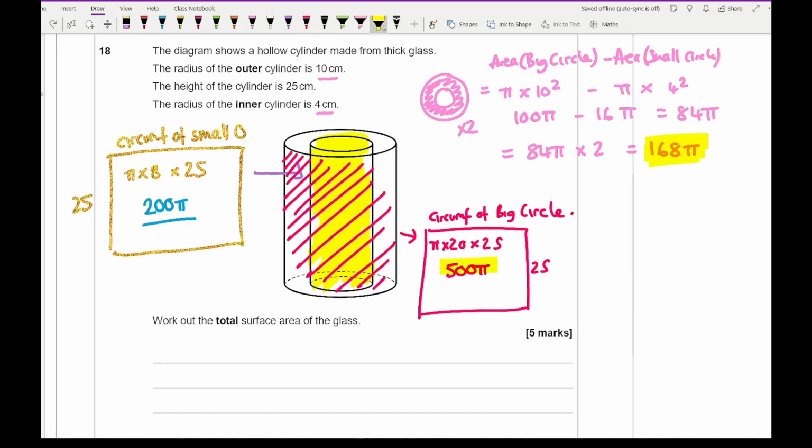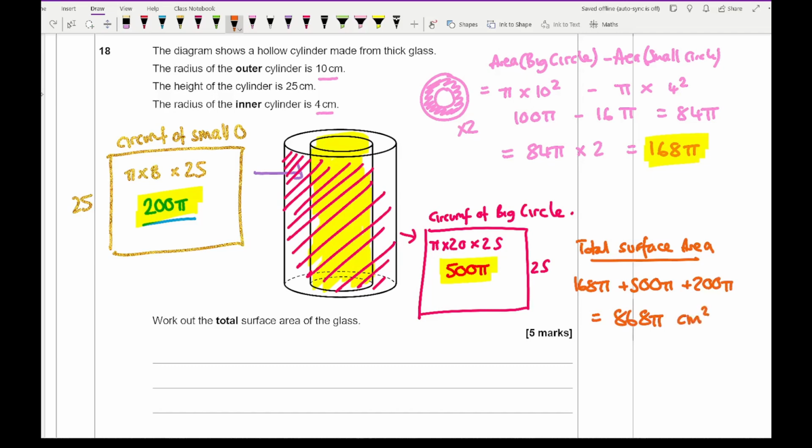So to work out the total surface area, I need to add up those three amounts. So the total surface area is going to be 168 pi plus 500 pi plus 200 pi, which comes up to a total of 868 pi, and that's going to be in centimetres square. Or if you want to write it as a decimal, we just type that into our calculator, and we get an answer of 2726.9 centimetres square, and that's been rounded to one decimal place.